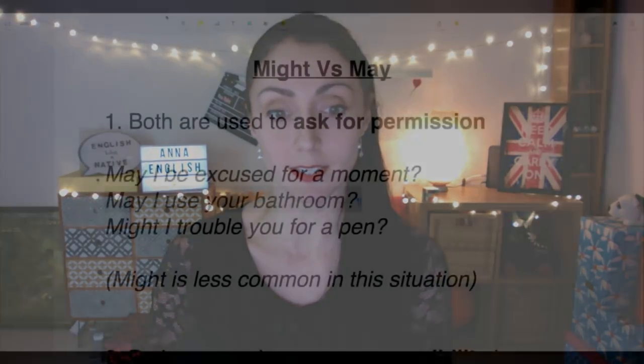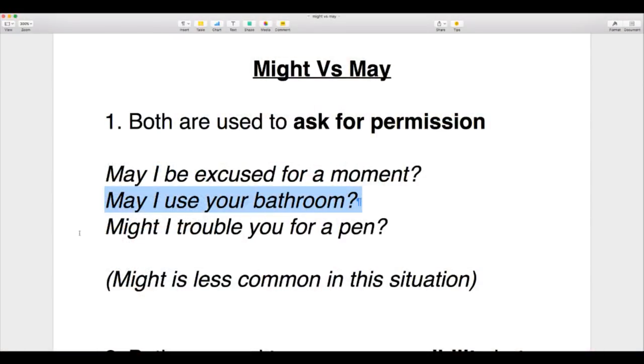So we can also use might in this situation. If we need to ask permission, then we could use might. And the example sentence I've given here is, might I trouble you for a pen? Might I trouble you for a pen? This is very polite, and I don't hear it that often. To ask someone if you could trouble them. I hope it's not too much trouble. Can I trouble you? And using might in this situation, as much as it's correct, it's not common. So in that circumstance, you're asking to use someone's pen. Might I trouble you for a pen?